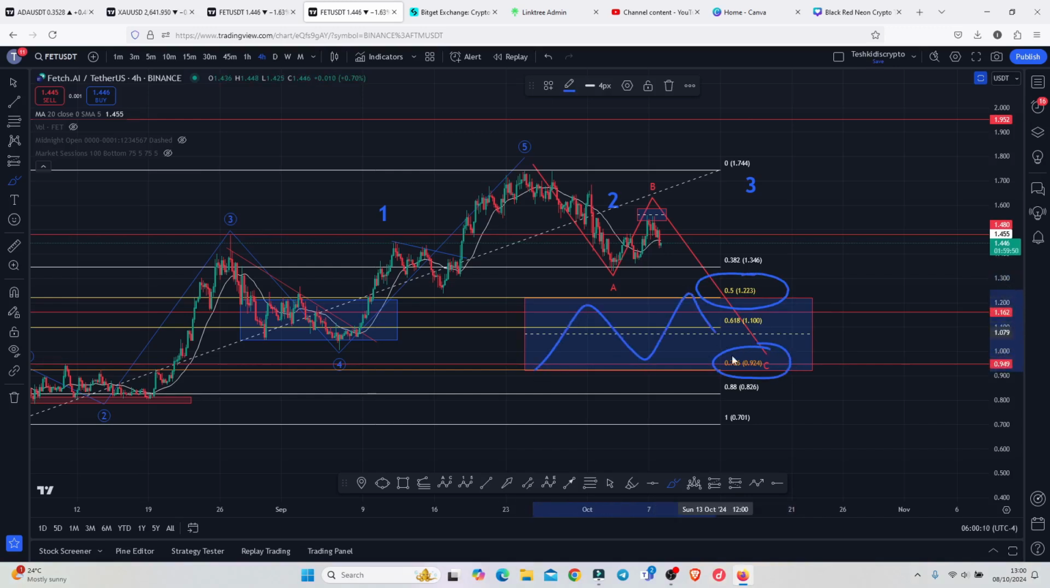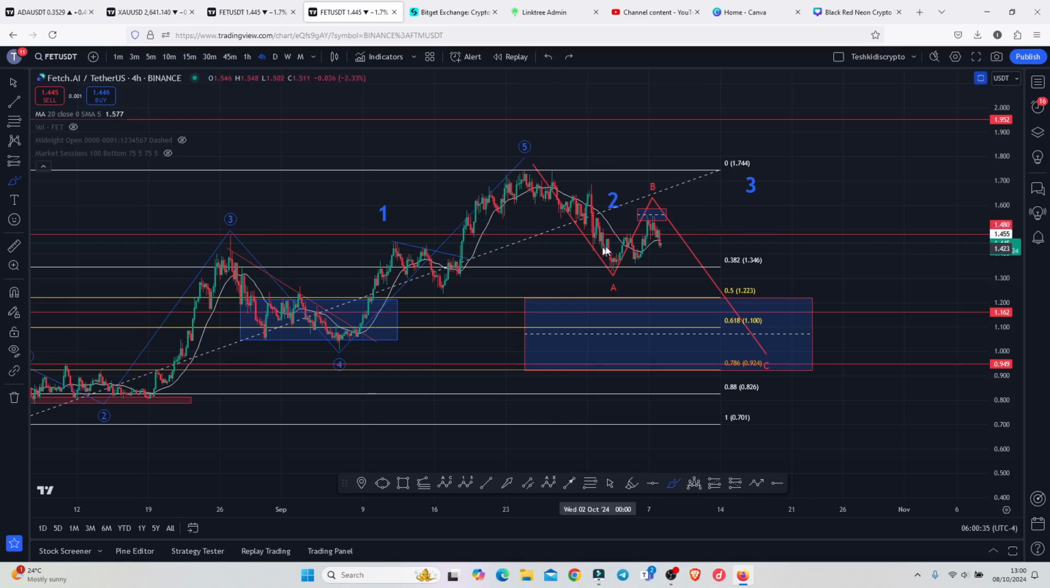And this is an area that I'm expecting that Fetch AI is going to finally maximize in the next coming days. And once we have a low in place for this Elliott wave count 2, I will be expecting an impulsive movement to the upside in an Elliott wave count 3. And given that what we are seeing at the moment is a pullback in an Elliott wave count 2, there are two scenarios that I'm expecting to play out.